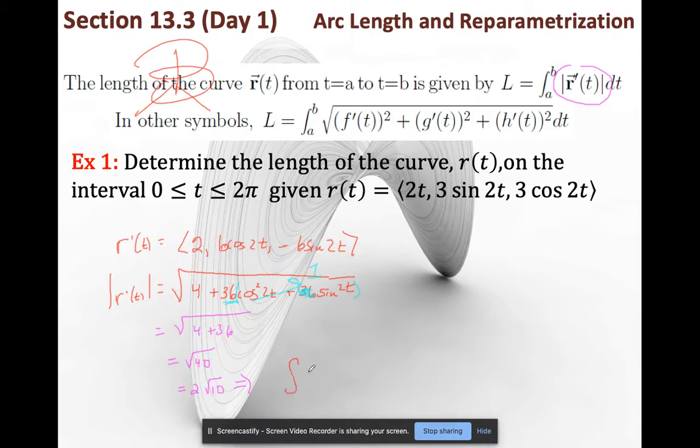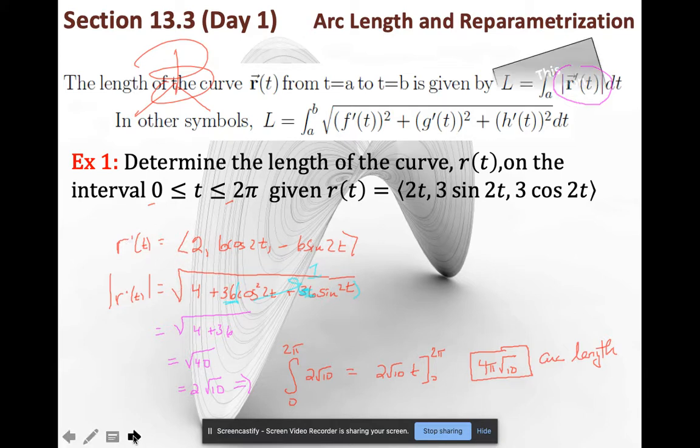So now the integral of 2 root 10 from 0 to 2 pi, that's just a constant, right? So it's 2 root 10t minus 0, right? Arc length of traveling along this curve from time 0 to 2 pi. Okay, yay.